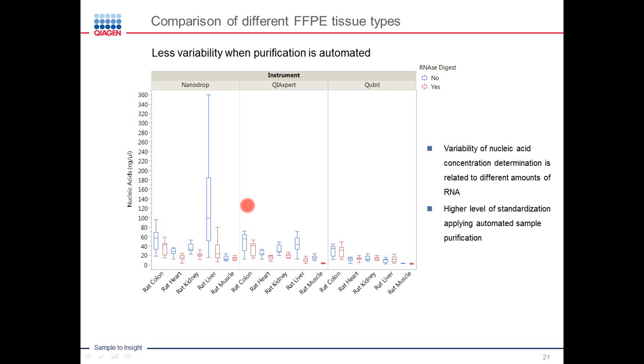But still, you see a similar picture as on the slide before. Major variation is contributed by residual RNA. And if you look at liver here, it's the same picture: even with RNase treatment, you see differences in the variability based on the quantitation method that was actually used.